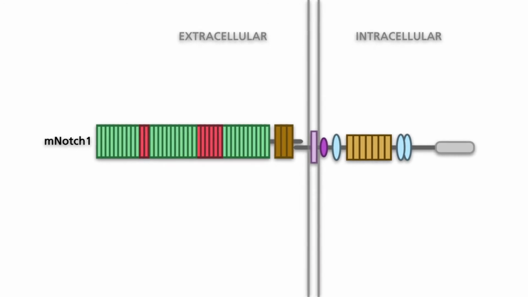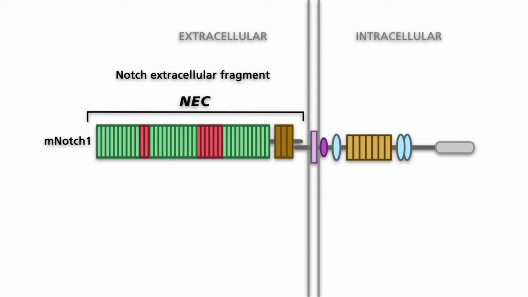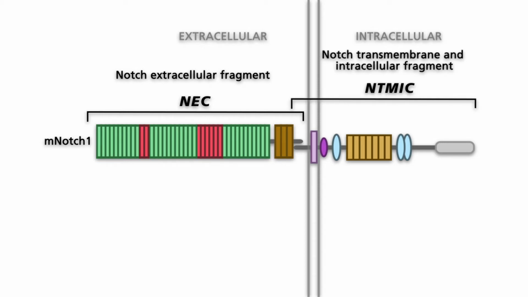The mammalian genome encodes 4 highly homologous Notch proteins numbered 1 through 4. Here we see Notch 1. The Notch signaling pathway is characterized by a sequence of proteolytic cleavage steps. In the Golgi apparatus, the mammalian Notch precursor is already cleaved, resulting in 2 fragments held together by non-covalent linkages, the Notch extracellular fragment, or NEC fragment, and the Notch transmembrane and intracellular fragment, or NTMIC fragment.